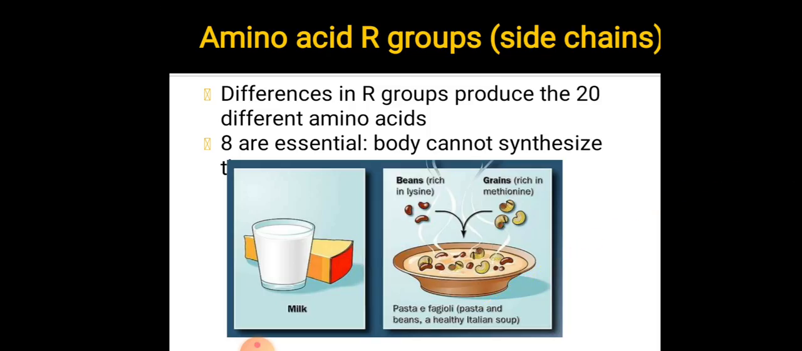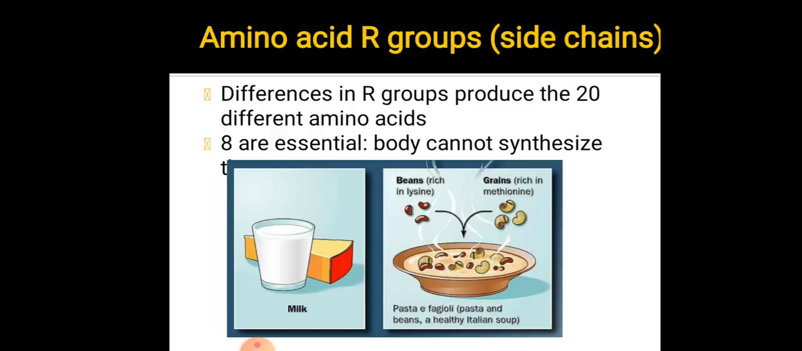Amino acid R group side chains. Differences in R groups produce 20 different amino acids. Among them, 8 are essential as the body cannot synthesize them. So, there are 8 essential amino acids.